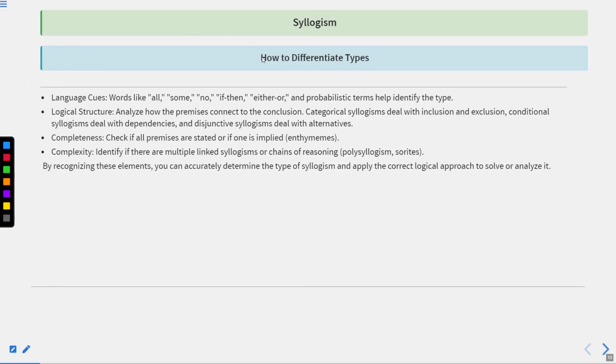Now, moving forward, we have discussed the different types of syllogism. We have known that there are certain words which are helpful in differentiating the types of syllogism, and this will help us in identifying the types. Logical structure: analyze how the premise connects to the conclusion. Very important statement that needs to be understood: how the premises connect to the conclusion. Categorical syllogism deals with inclusion and exclusion. Conditional syllogism deals with dependencies, and disjunctive syllogism deals with alternatives.